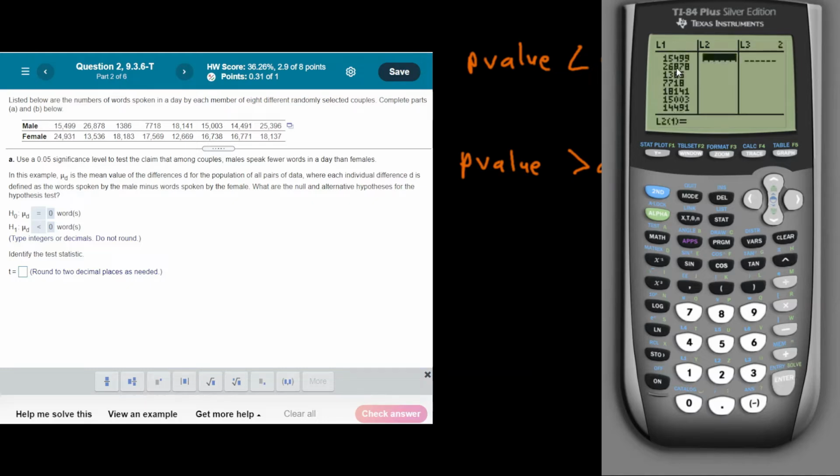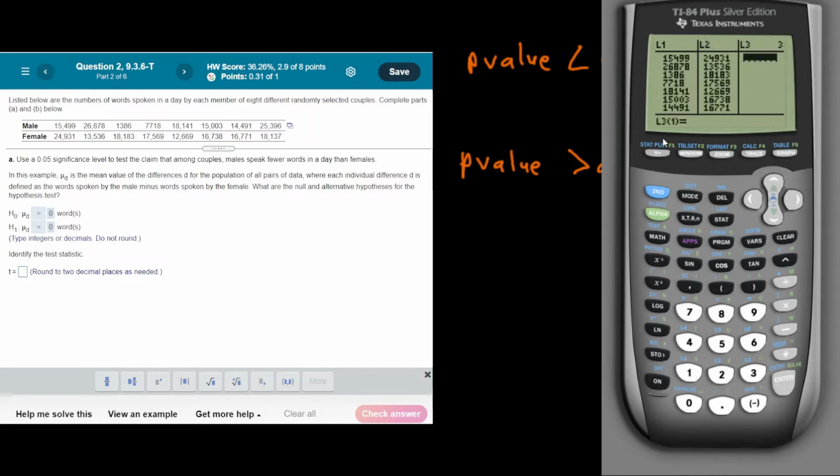All right, we're going to move over to the female row. So that'll be 24931, 13536, 18183, 17569, 12669, 16738, 16771, 18137.